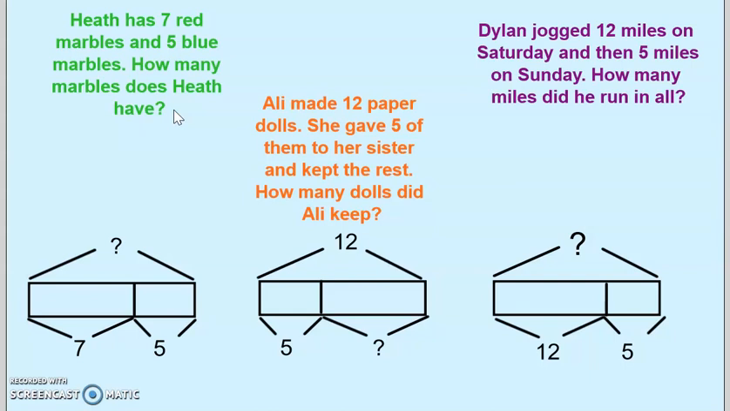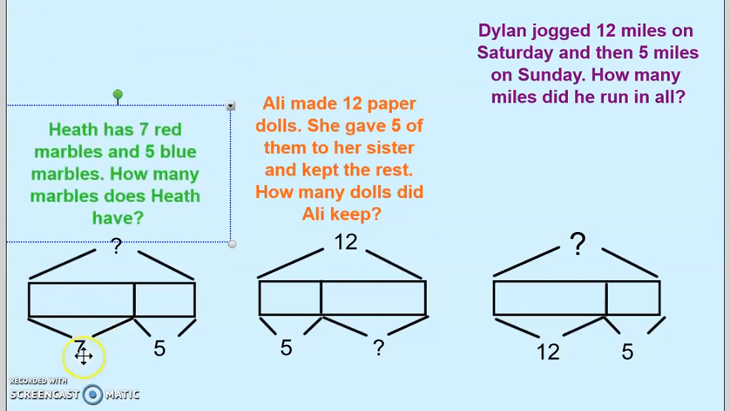Looking at this problem, I see that Heath has 7 red marbles and 5 blue marbles. The question asks, how many marbles does Heath have? It wants to know the total. So what this problem doesn't know is the total. Looking at these 2 models that I have left, I see that my first model has 1 part 7 and 1 part 5 and is missing the total. So those 2 match up.